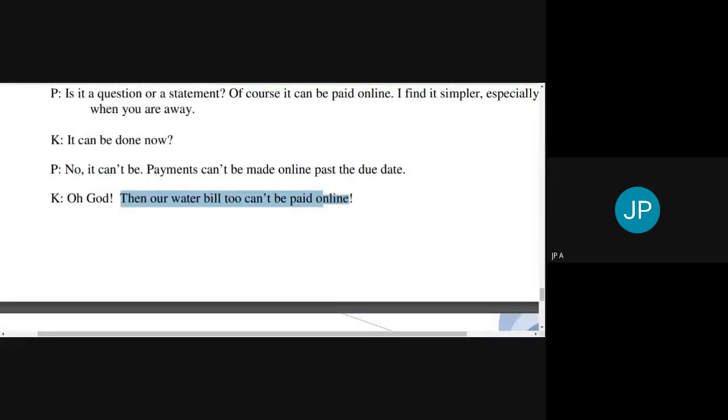"either." So "then our water bill too can't be paid online" should be corrected as "then our water bill can't be paid online either." This should have been said by Kannan. Instead of "too", he should use "either" at the end of the sentence. Then our water bill either can't be paid online, or then our water bill can't be paid online either. So the "either" can come at the end of the sentence or after "bill."